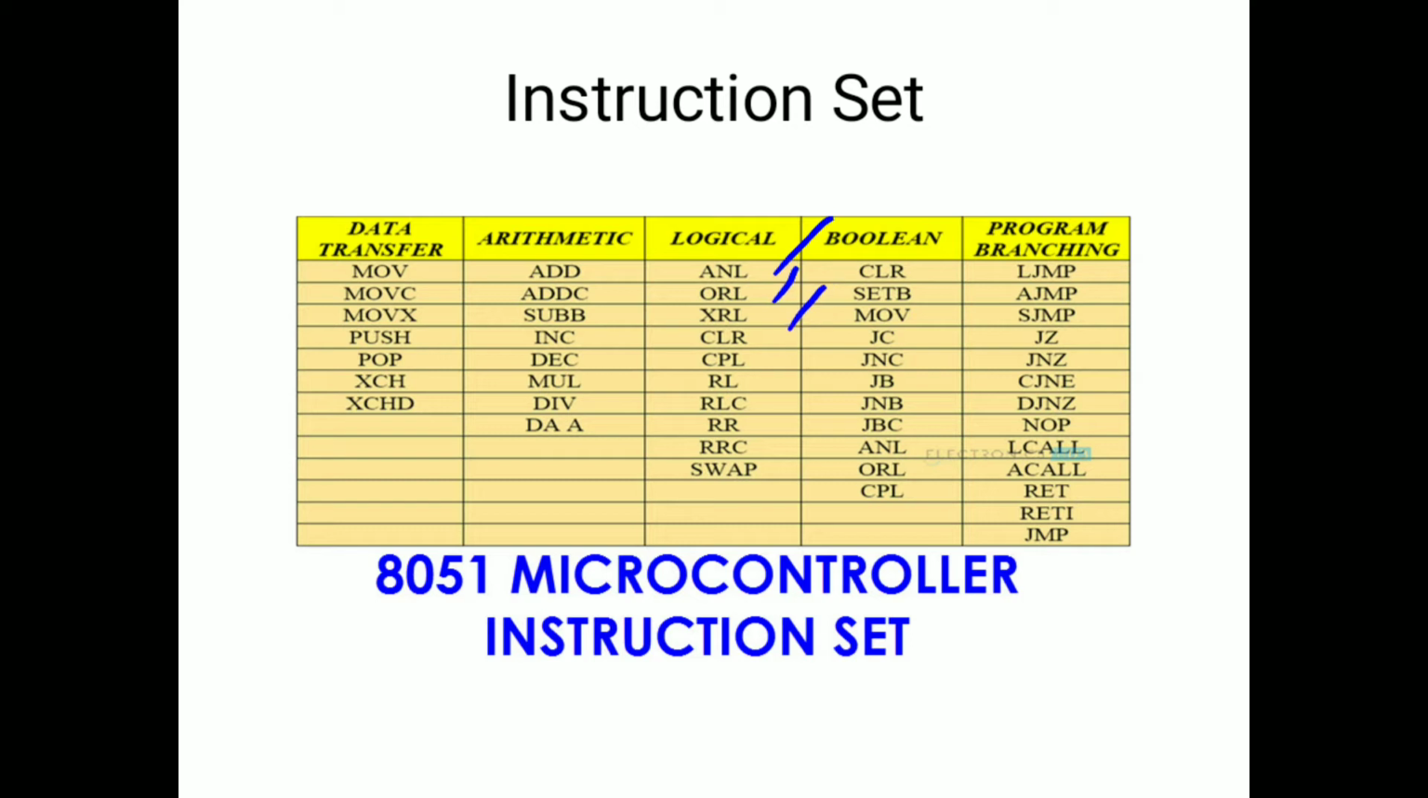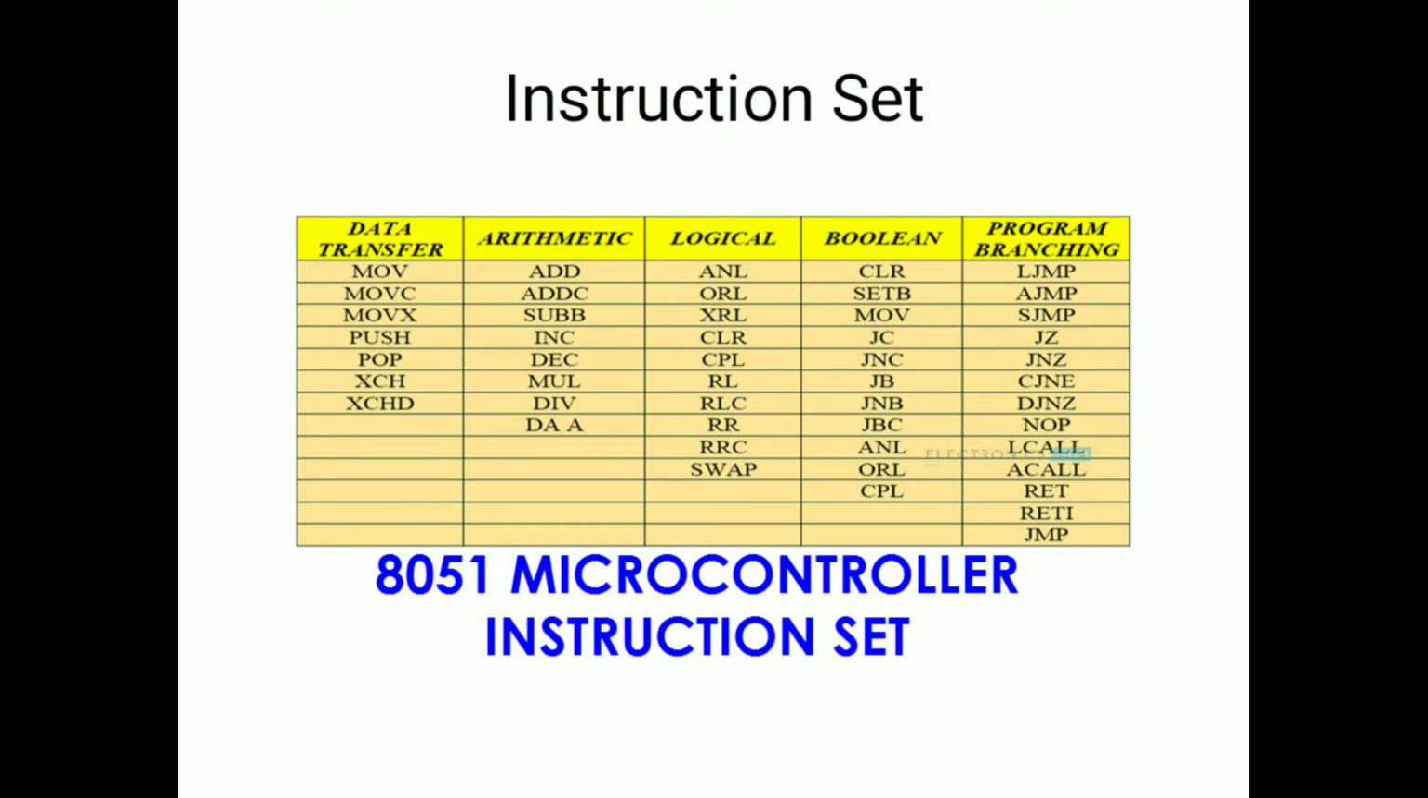Similarly, we have some Boolean instructions that work on a particular bit. If any instruction works on one bit, then it is Boolean. Otherwise, these instructions work on the byte. If we want to operate at bit level, then we have to use Boolean instructions like clear, set bit, move, jump if carry, jump if not carry, jump if bit is set, and the ANL and ORL instructions. These are also called Boolean instructions.